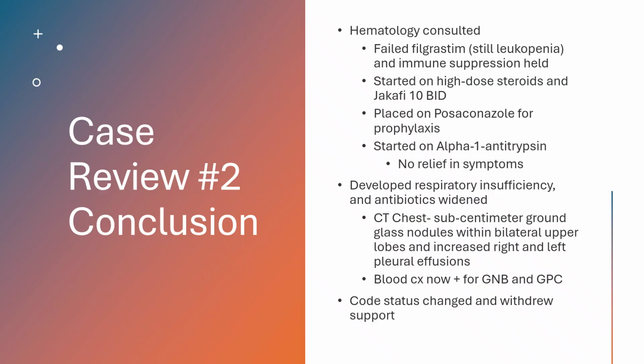He developed respiratory insufficiency, and his antibiotics were widened. He had a CT of his chest that showed sub-centimeter ground glass nodules within the bilateral upper lobes and increased right and left pleural effusions. His blood cultures now were positive for gram-negative and gram-positive bacteria. And so at that time, his family decided to change his code status, and we decided to withdraw support.